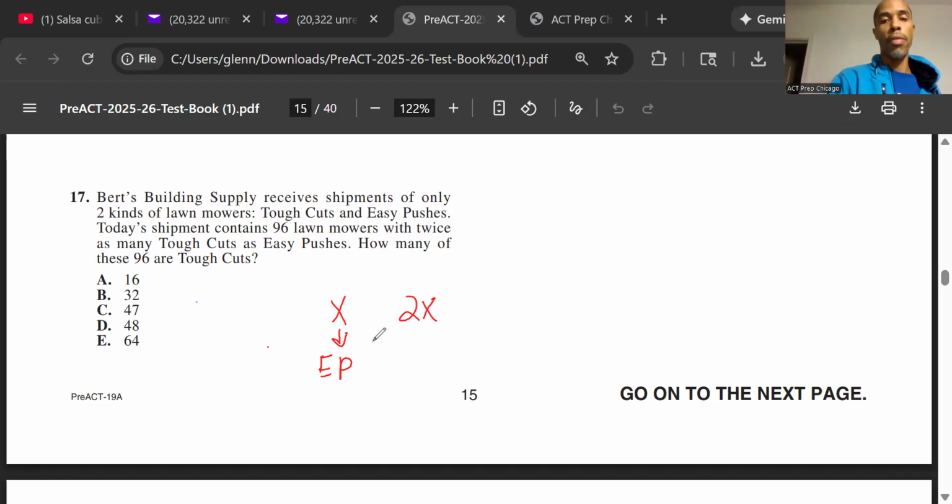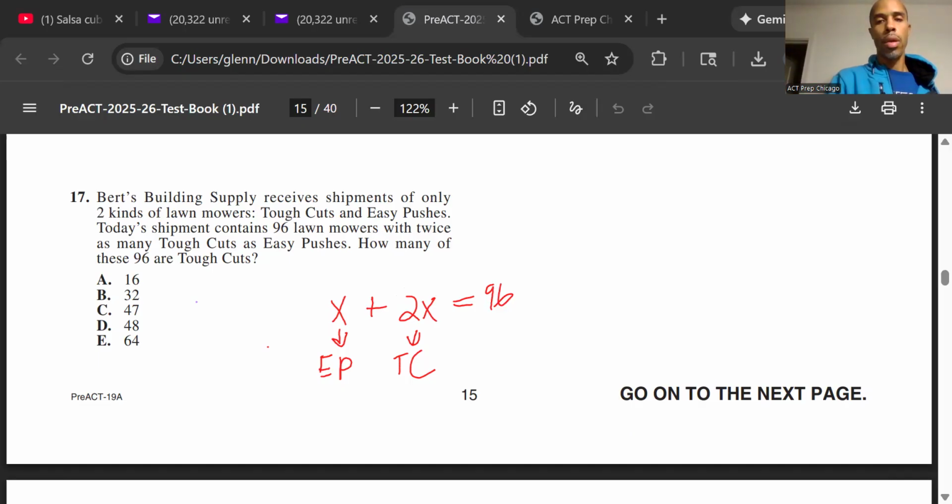So if you let easy push be x, then what would that mean? Tough cuts would have to be 2x, right? But we also know we have to add how many easy pushes we have plus how many tough cuts we have, and they have to be equal to what? 96, as they said the shipment only contains 96 lawnmowers. So when you take the easy push lawnmowers and then twice that to get your tough push lawnmowers, if you add those two together, you get 96.